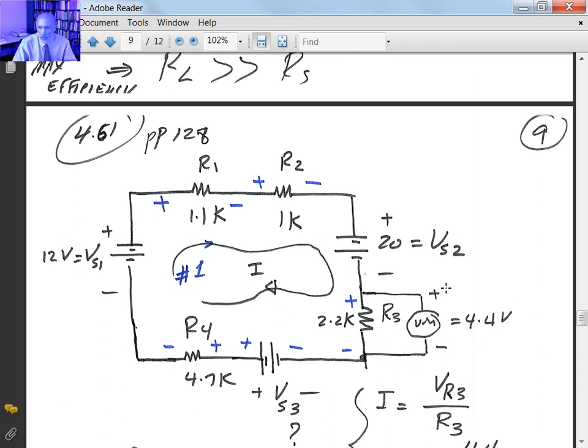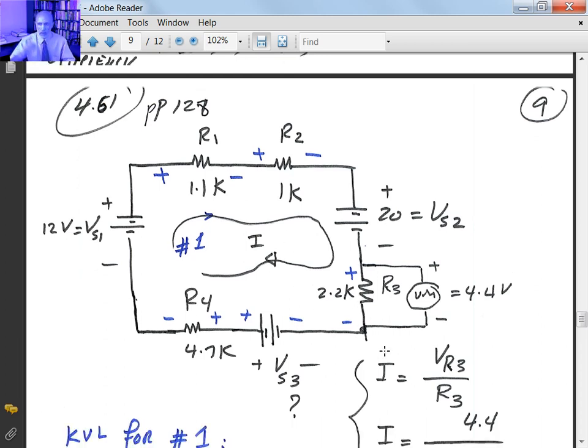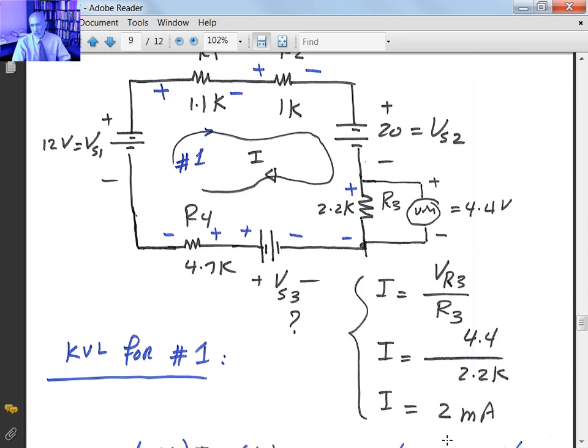As soon as you have the voltage across any given resistor, you can calculate how much current is flowing through the circuit, because it's a series circuit and the current through all the elements is the same. So the current I is simply V_R3 divided by R_3, which is 4.4 divided by 2.2, that's 2, and because of the K it gives you milliamps.